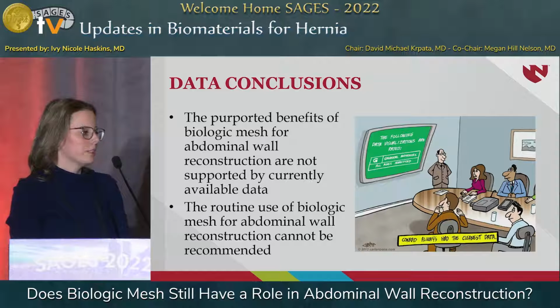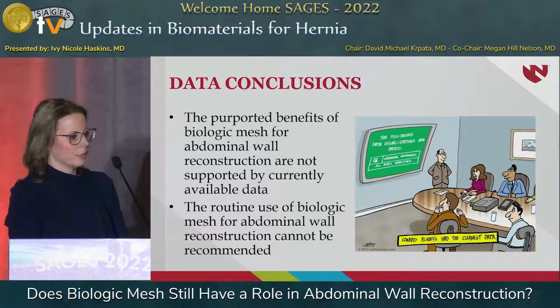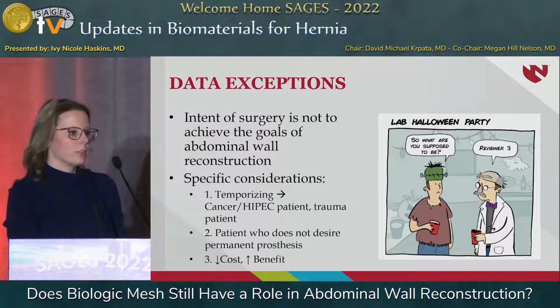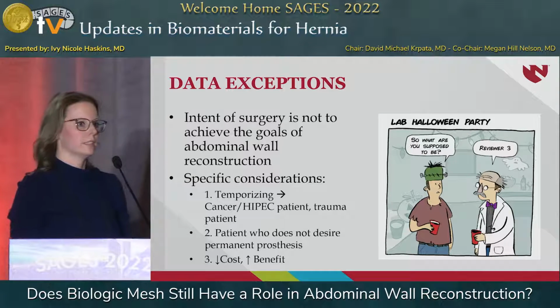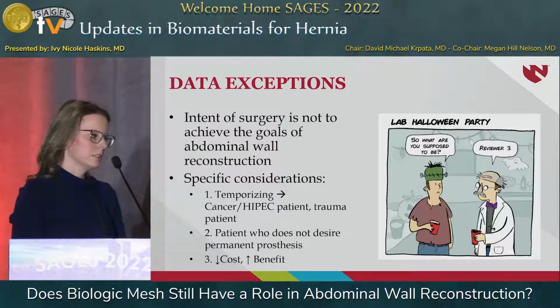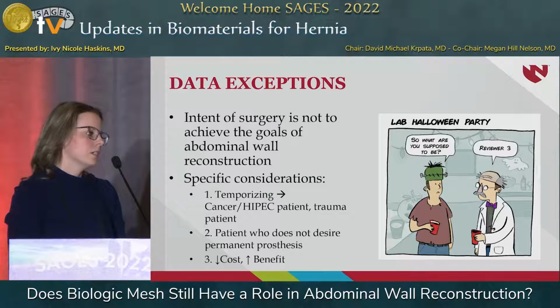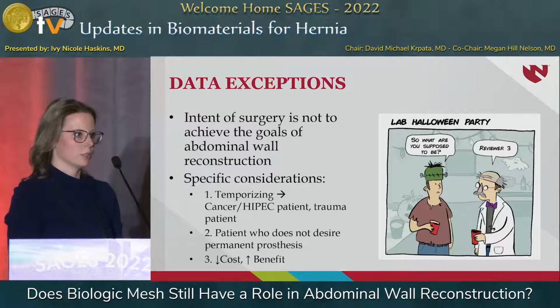The purported benefits of biologic mesh for abdominal wall reconstruction are not supported by our currently available data. Therefore, the routine use of biologic mesh for abdominal wall reconstruction cannot currently be recommended. However, I will say there's probably some exceptions to our data conclusions. So, like I stated earlier, the ultimate goal of abdominal wall reconstruction is a long-term durable hernia repair. There are some considerations in clinical scenarios where you're likely not trying to achieve that goal.